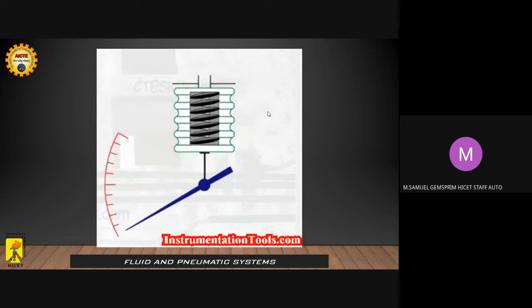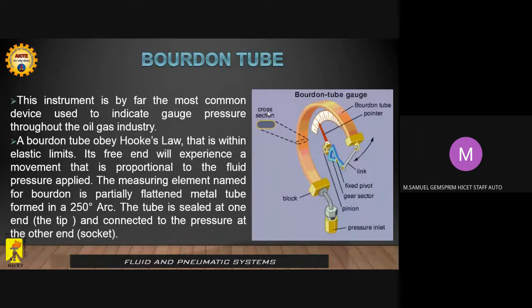Next, we are moving on to the third important thing, which is known as the Bourdon tube. The Bourdon tube is one of the important pieces of equipment widely used in many gauges because of its precision and accuracy. The construction is simple, but here we have a metallic tube which functions based on the elastic limit. As we have seen in strength of materials, we have Hooke's law, and this Bourdon tube properly obeys Hooke's law.